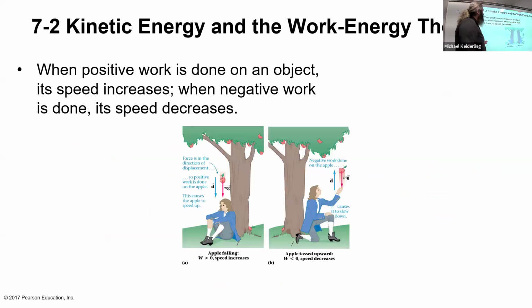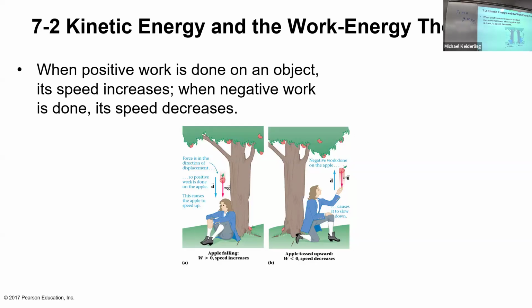So, kinetic energy and the work-energy theorem. When positive work is done on an object, its speed will increase. When negative work is done, its speed will decrease. So this is something you can observe. When you do positive work on an object, it speeds up. For example, I will allow gravity to do positive work on my clicker. It sped up. And then the book did negative work on it, and it slowed down.